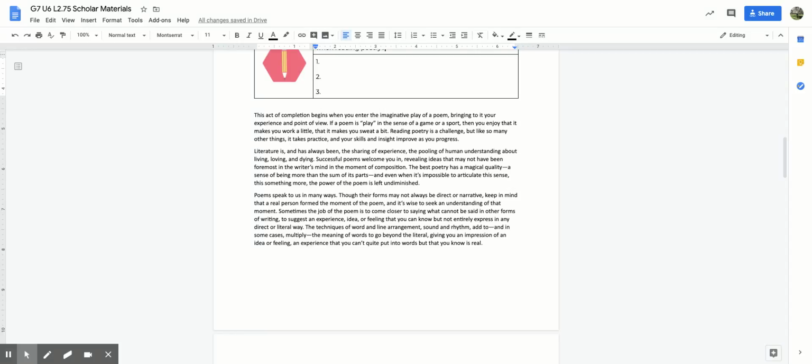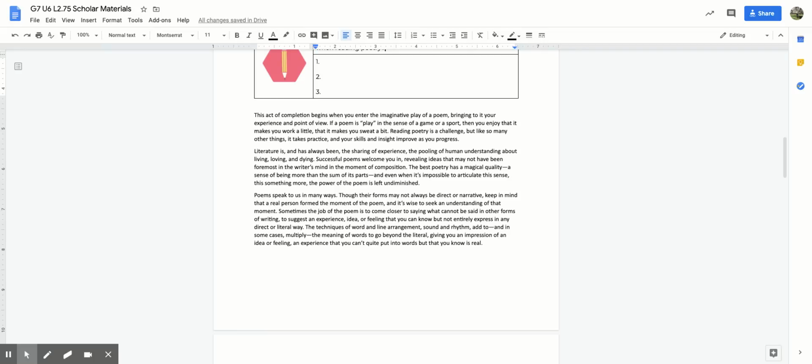Literature is, and has always been, the sharing of experience, the pooling of human understanding about living, loving, and dying. Successful poems welcome you in, revealing ideas that may not have been foremost in the writer's mind in the moment of composition. The best poetry has a magical quality, a sense of being more than the sum of its parts. And even when it's impossible to articulate this sense, this something more, the power of the poem is left undiminished.